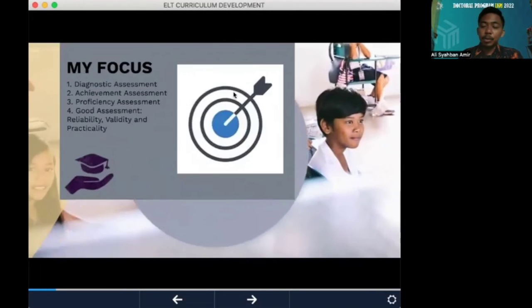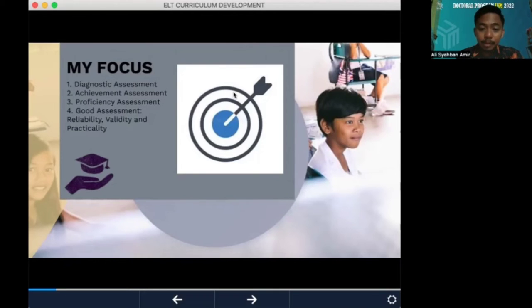But what I will describe in this chapter is limited to 4 subchapters. Those are diagnostic assessment, achievement assessment, proficiency assessment, and how to reach a good assessment.